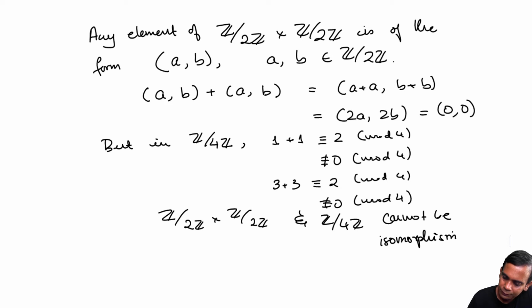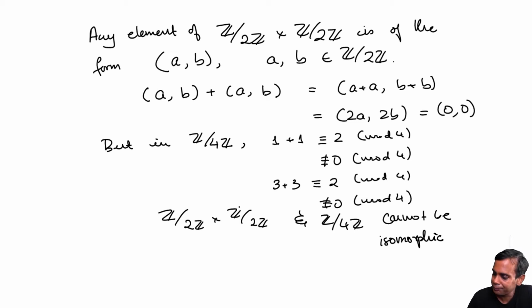Because if you had an isomorphism, say from Z mod 4 to Z mod 2 cross Z mod 2, where would it take the elements 1 and 3? There would be no place to take them, because every element here has the property that if you add it to itself, you get 0.